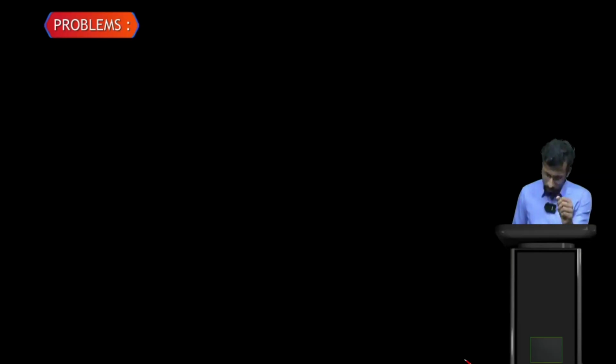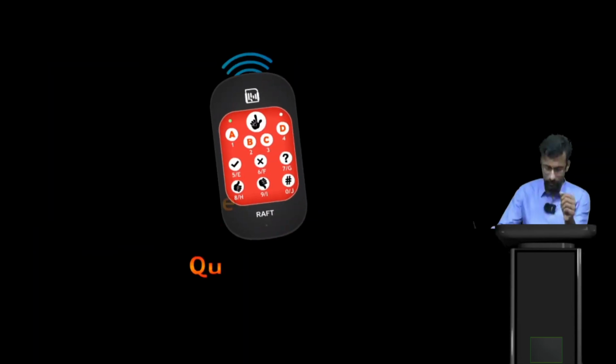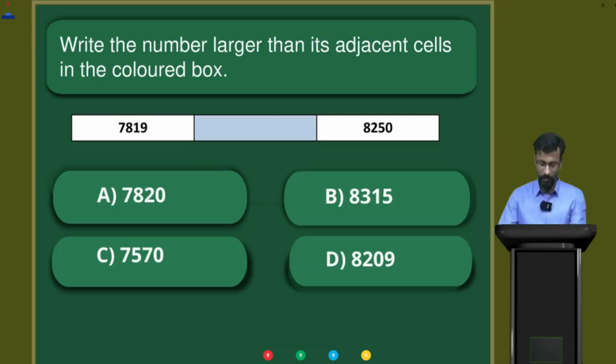Fine. So now there will be some more problems. I am giving you another question. Write the number larger than its adjacent cells. So it is the reverse of the previous one. In the previous one we took this one, but now it will be this one. It means the number should be greater than both the numbers.